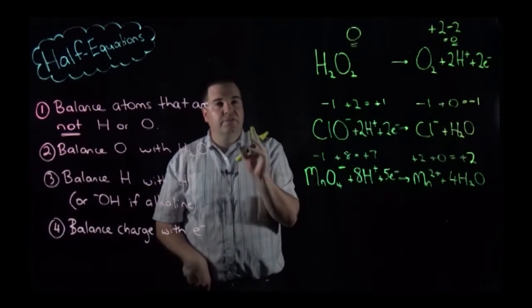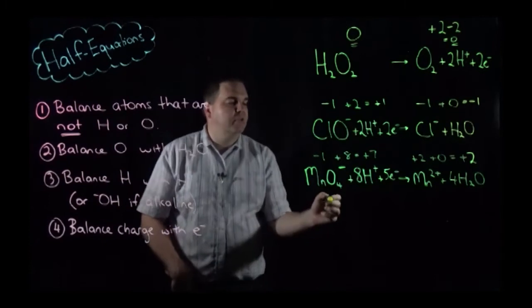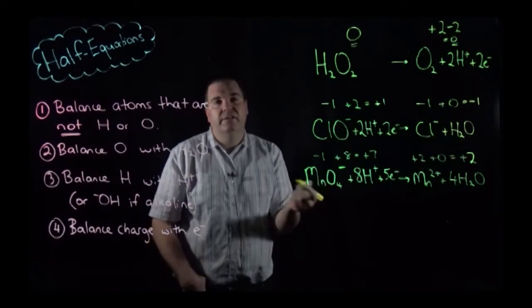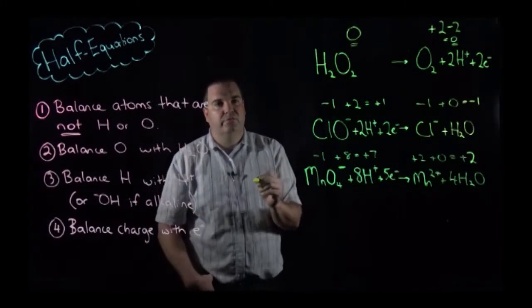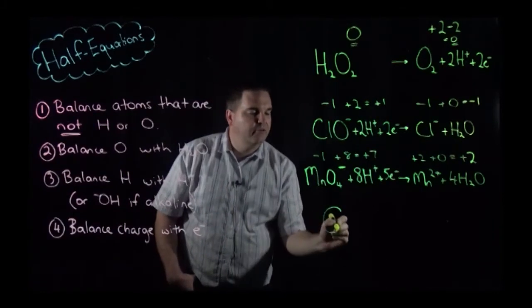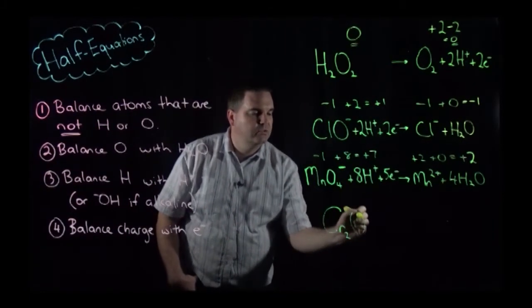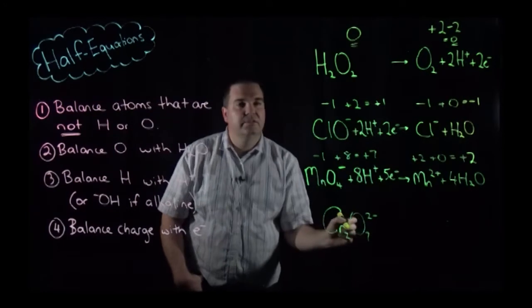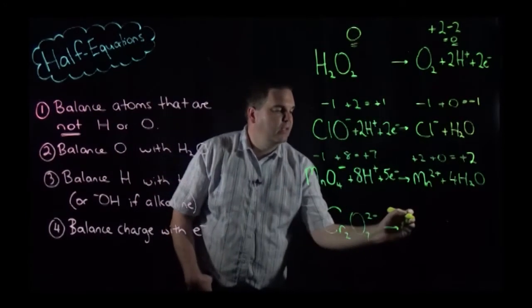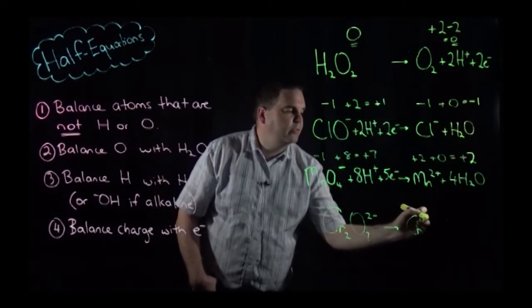So, last one I'm going to leave you with, and this is one for you to do on your own, okay, is if you can do this one, then you'll be able to do any of the ones that we need to do in Year 12 chemistry. So I'm going to give you the dichromate ion, which is Cr2O7 2-, and it goes to the chromium ion, Cr3+.